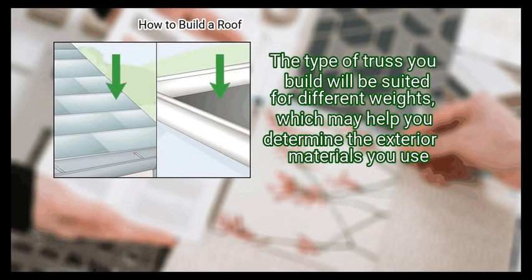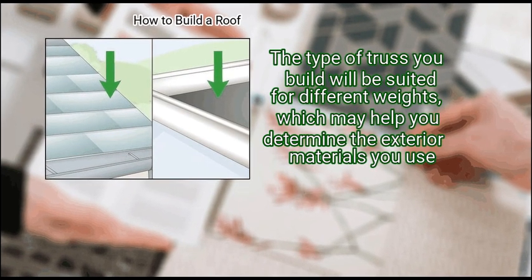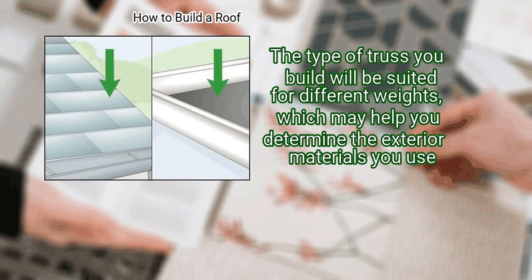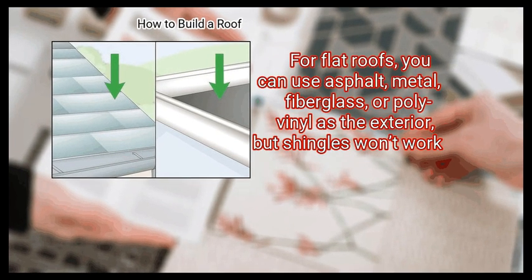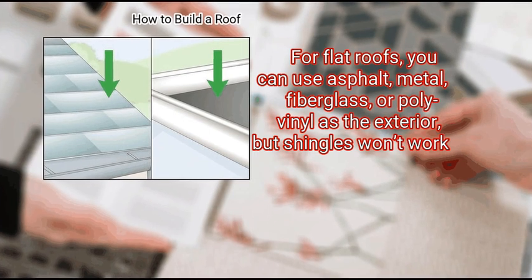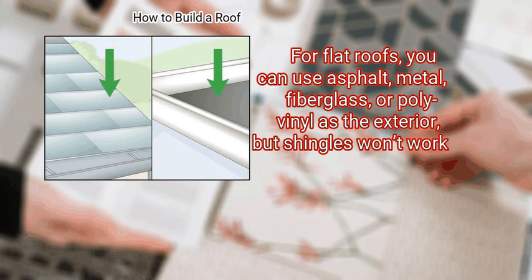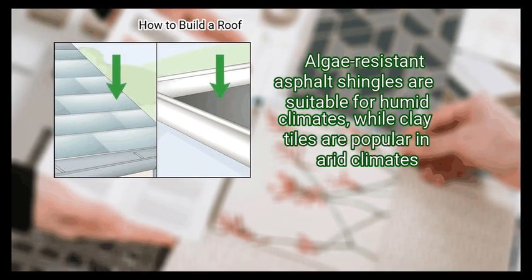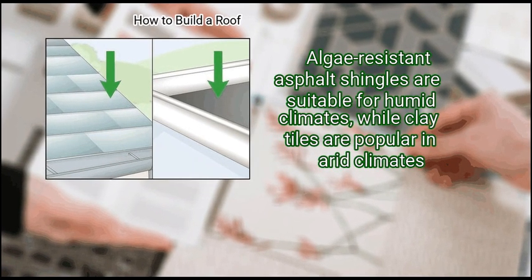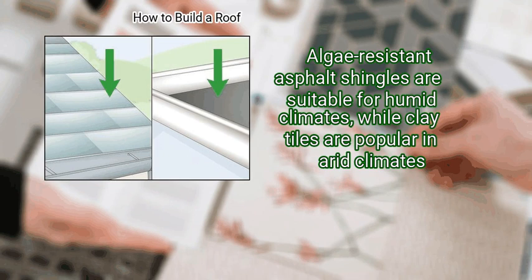The type of truss you build will be suited for different weights, which may help you determine the exterior materials you use. For flat roofs, you can use asphalt, metal, fiberglass, or polyvinyl as the exterior, but shingles won't work. Algae-resistant asphalt shingles are suitable for humid climates, while clay tiles are popular in arid climates.